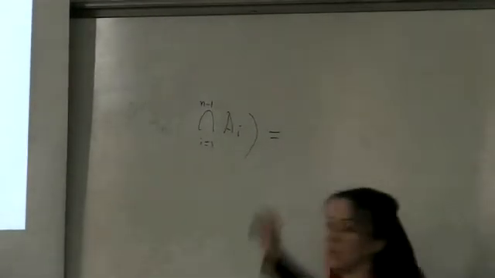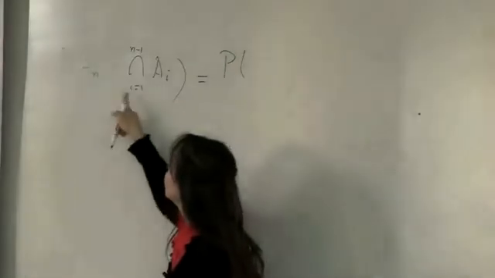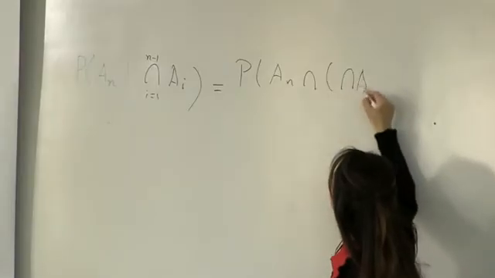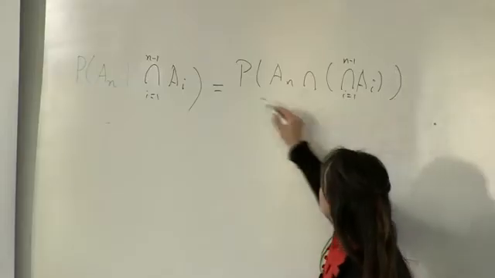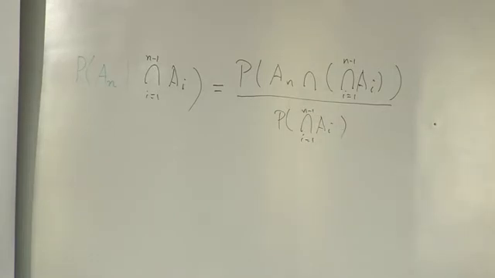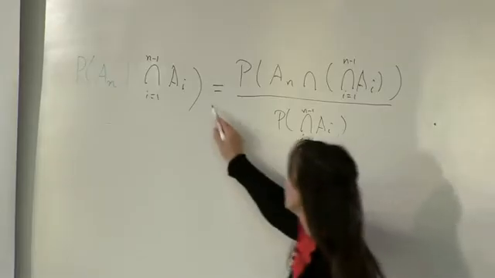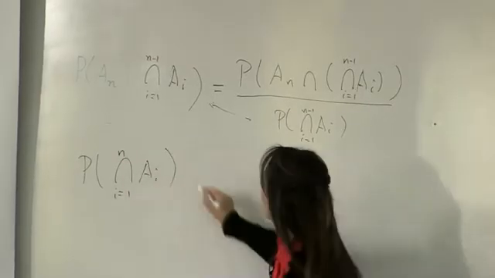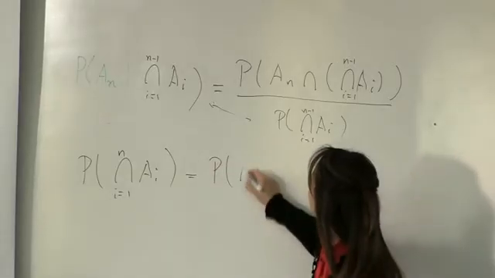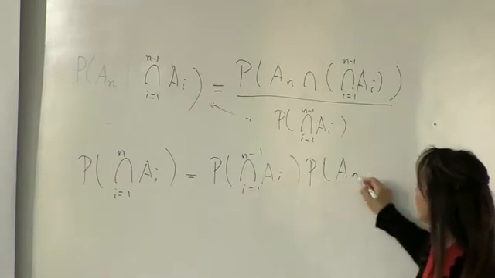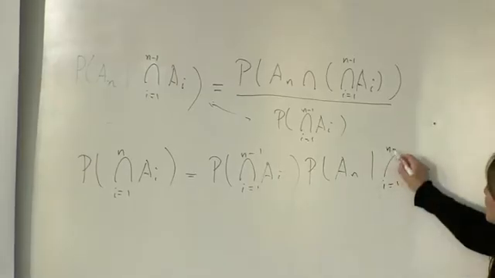Okay? What is this? Last time we defined conditional probability. The conditional probability of this given this is the probability of this intersection this divided by the probability of this, right? Probability AN intersection AI's, I from 1 to n minus 1, divided by the probability of the intersection of AI's. Okay? Now, from here, by cross multiplying, we can write the probability of intersection I from 1 to n AI's as the probability of the intersection of AI's, I from 1 to n minus 1, times the probability of AN given intersection AI's, I from 1 to n minus 1.